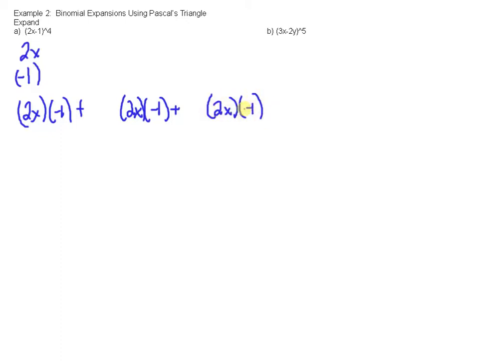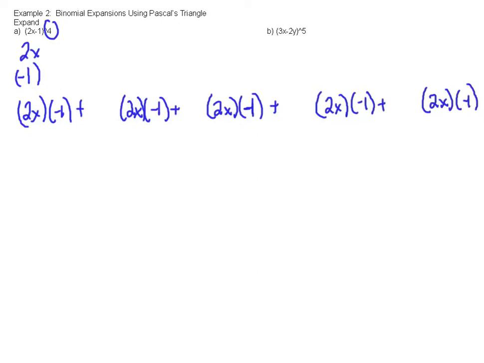And I always put in brackets just so that I don't make calculation errors. So I'm going to write (2x)(negative 1) and skip a space, (2x)(negative 1), skip a space, (2x)(negative 1), skip a space. 1, 2, 3. We know that the exponent is 4, so there's going to be 5 terms. (2x)(negative 1), skip a space, and then (2x)(negative 1). 1, 2, 3, 4, 5.